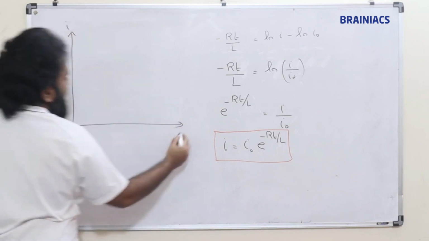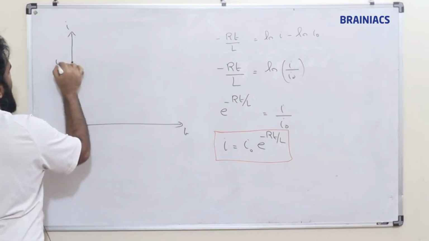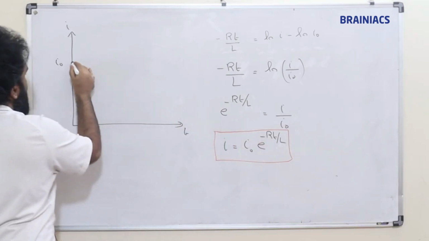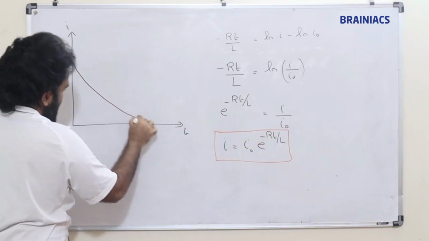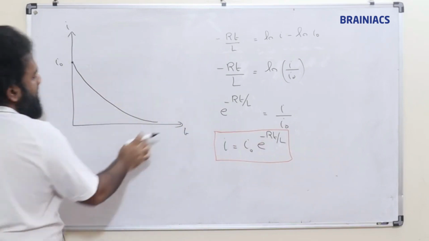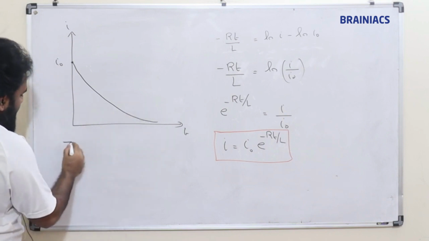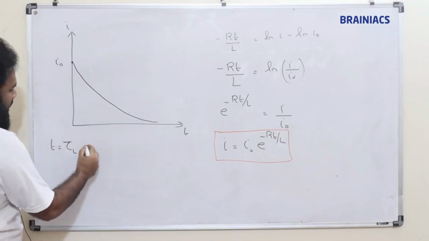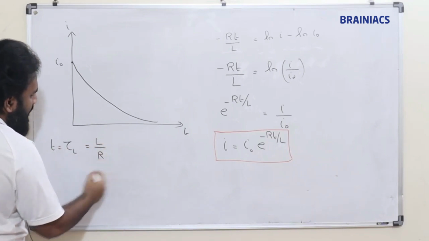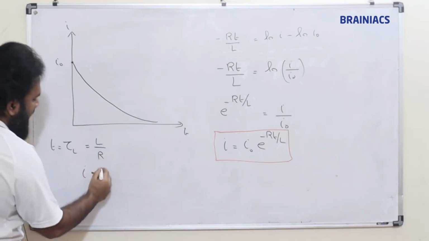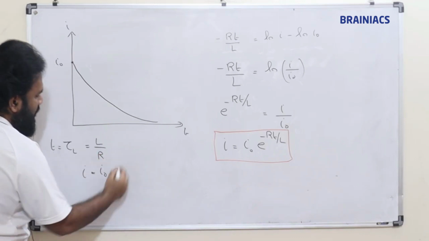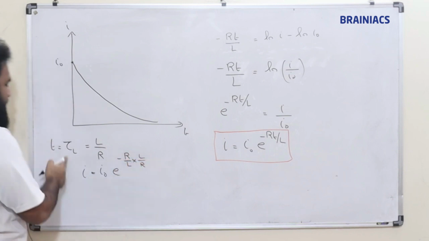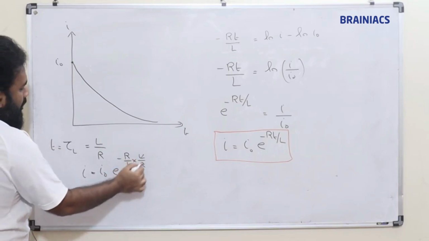Current was maximum at I naught. So e raised to minus RT by L will decay exponentially. Clear? So when the time t is equal to the inductive time constant, that is L by R, we can substitute I is equal to I naught into e raised to minus R by L into L by R. That is at a time t equal to the inductive time constant.